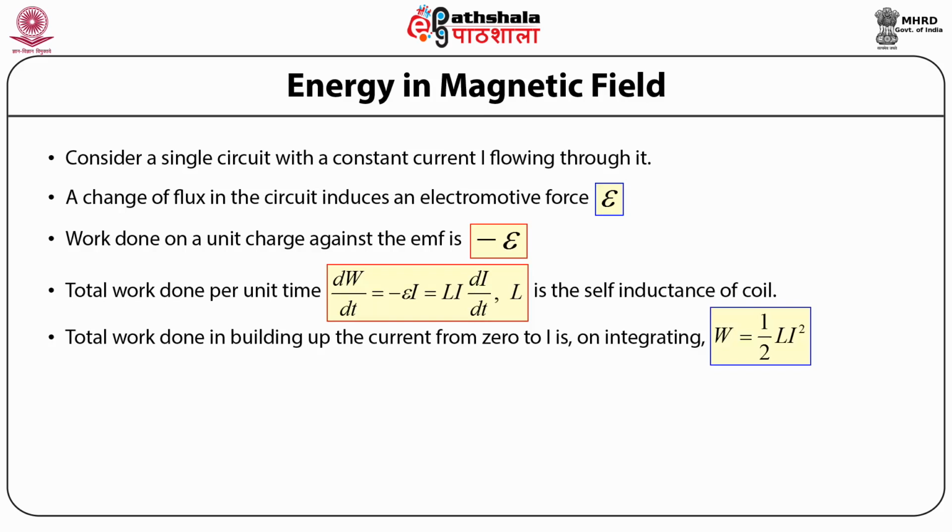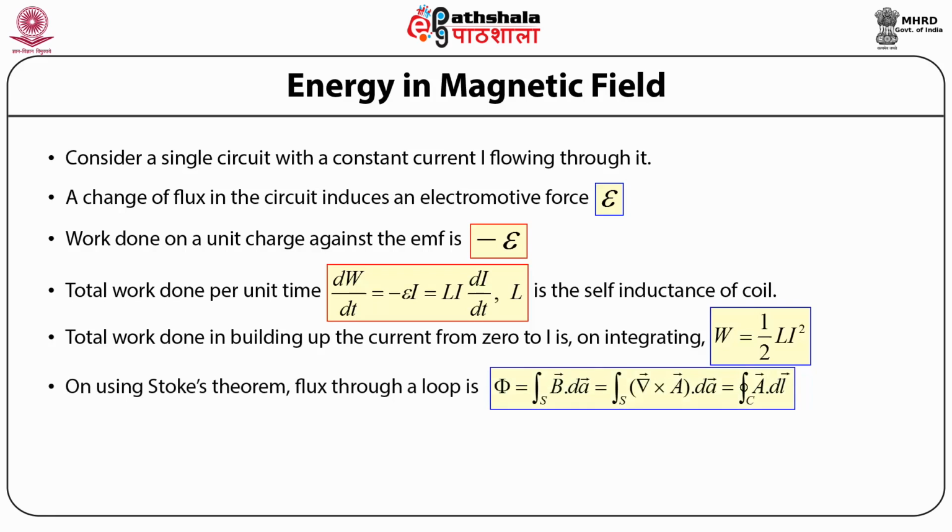So if we want to find out the total work done in building up the current from 0 to its present value I, then we integrate the above expression with respect to time, and that finally yields the result that the total work done W is equal to half times the self-inductance of the coil L times the square of the current flowing in the coil, that is I squared.